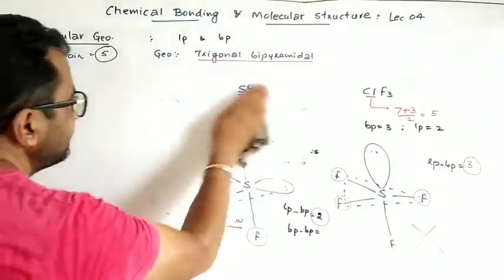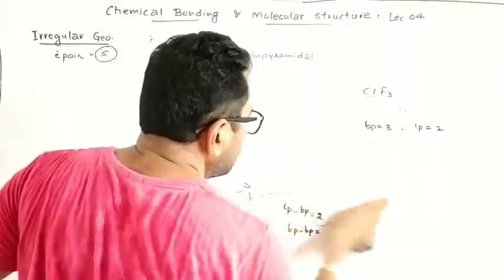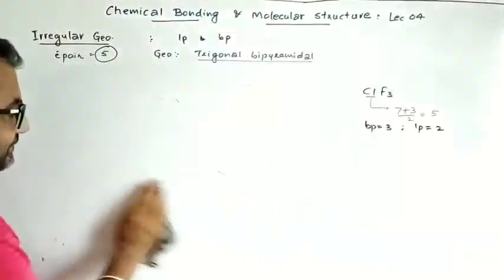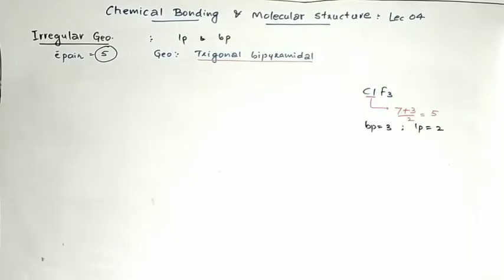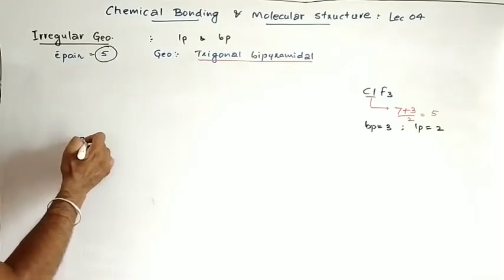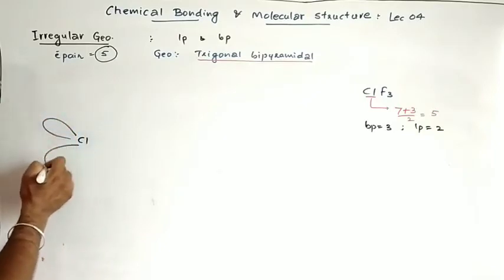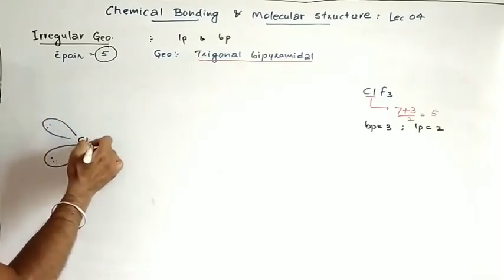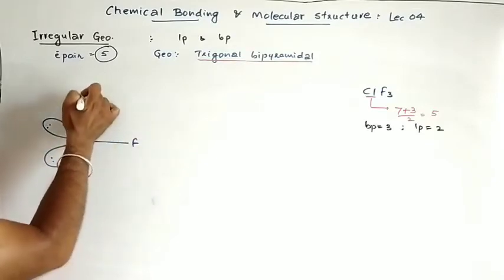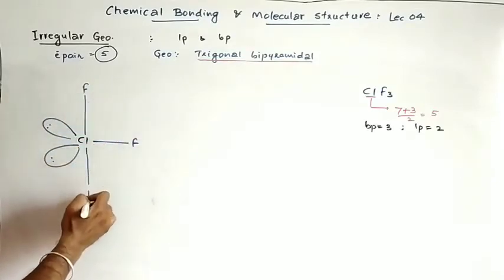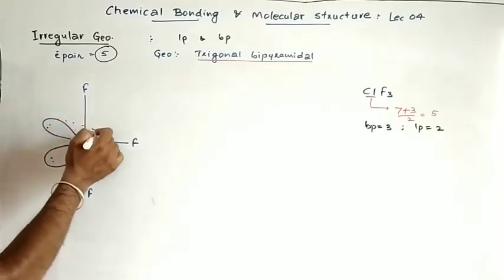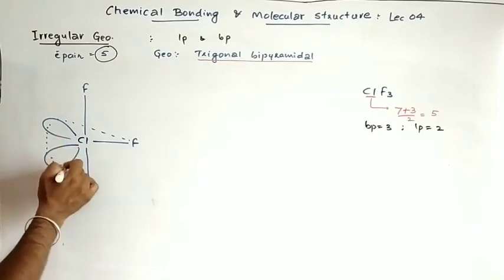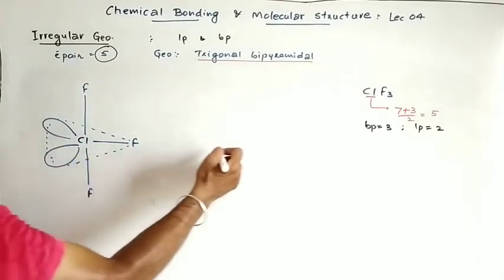In ClF3 we know there are 2 lone pairs. Geometry no doubt is trigonal bipyramidal, but there are 2 lone pairs, so 3 possibilities are there. Either both the lone pairs are on the equatorial position, like this. This is the first possible structure. Both the lone pairs are at the equatorial position.